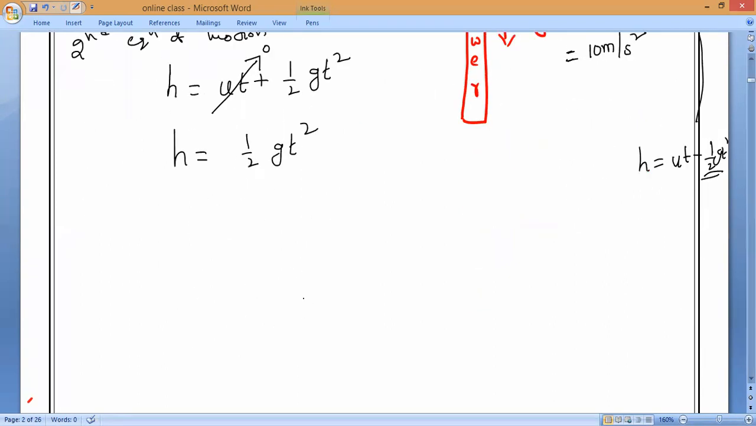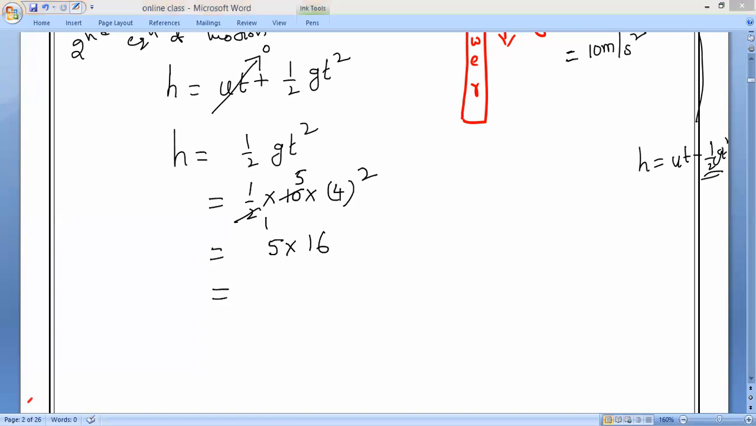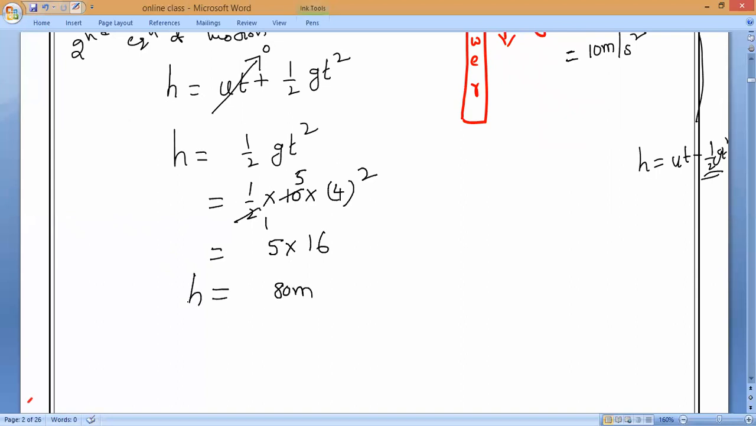Now substitute that and tell me the values. 1 by 2 into g, which is 10, into time, which is how much? 4 square. So 2 fives are 10, 4 square is how much? 16, sir. 16 fives are 80. 16 fives are 80 meters. That is the height of the tower.